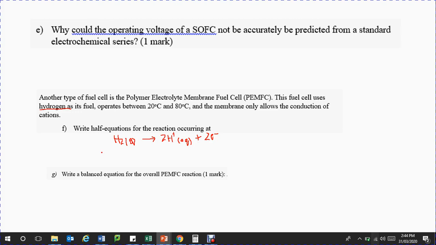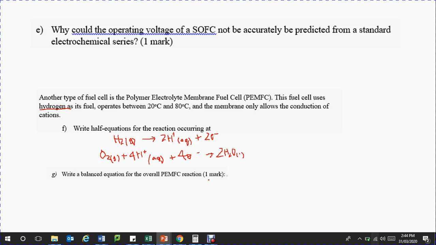At the cathode we have oxygen gas, which is reacting with our hydrogen ions, plus 4 electrons, giving us 2 waters. That's my 2 half equations.